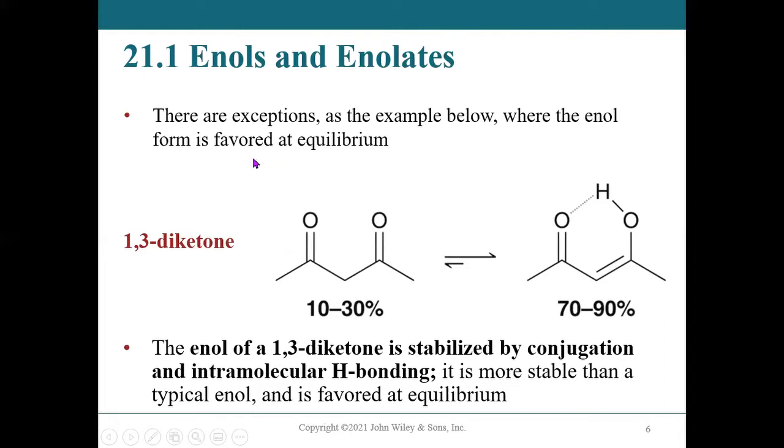Here the enol form is favored in the equilibrium. This is a 1,3-diketone, and you can see at equilibrium, 70 to 90% is enol. The enol of a 1,3-diketone is stabilized by conjugation and intramolecular hydrogen bonding. It is more stable than typical enols and is favored at equilibrium. So this is the hydrogen bonding inside the molecule.